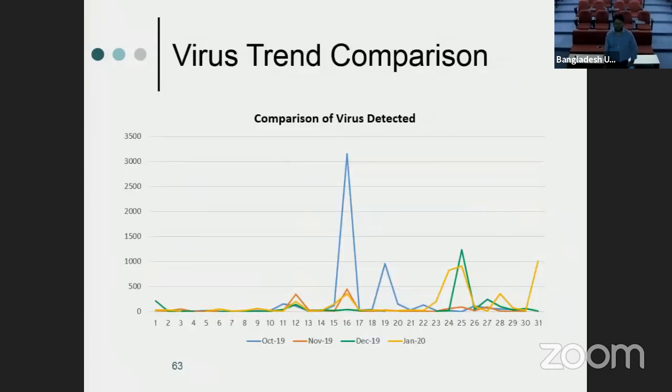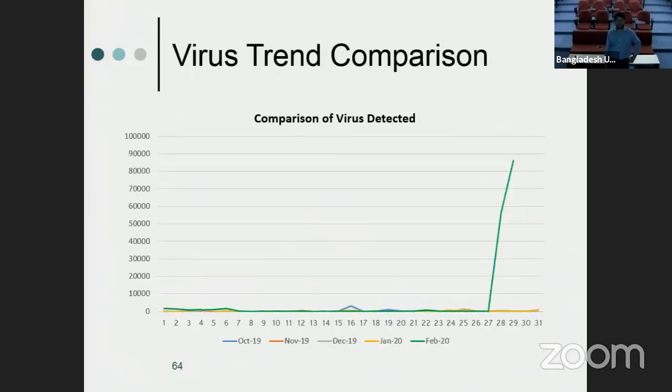So in terms of virus trends, I think every month we have attacks in terms of virus. In October we had virus, and also in January we had a virus attack as well. So this is the virus detected. In February we have a huge spike compared to the other months.